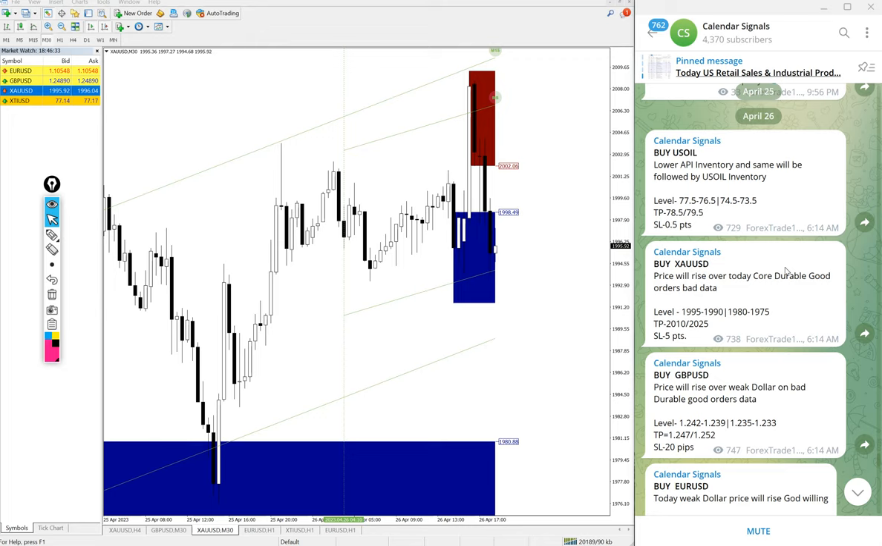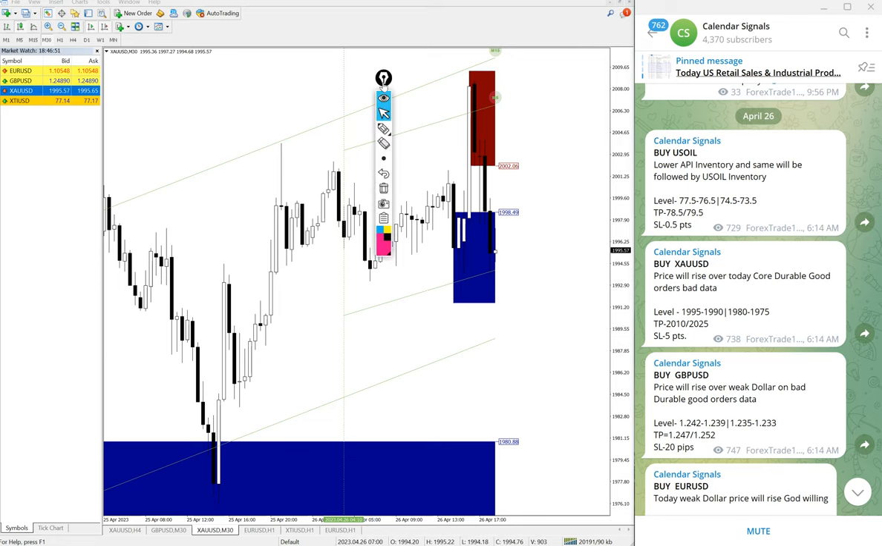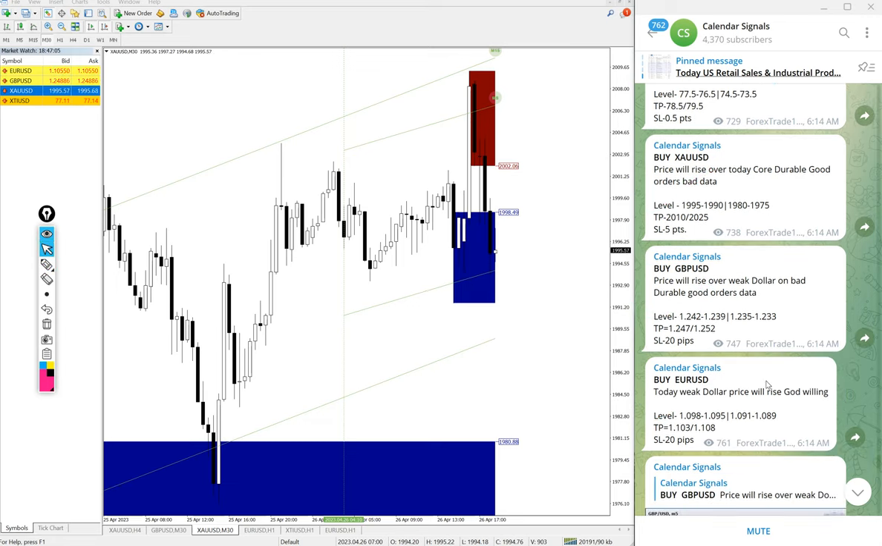Today's date is April 26, and today we gave buy US oil, buy gold, buy GBPUSD and buy EURUSD. These four signals we gave today.